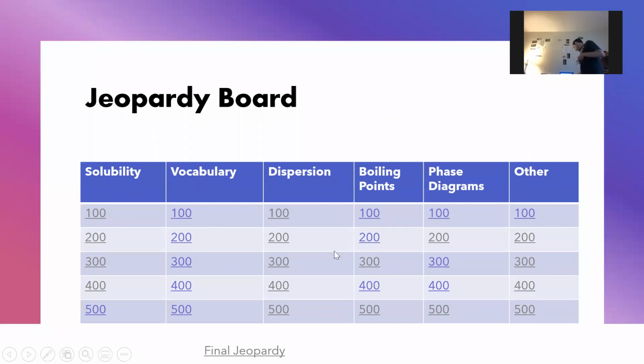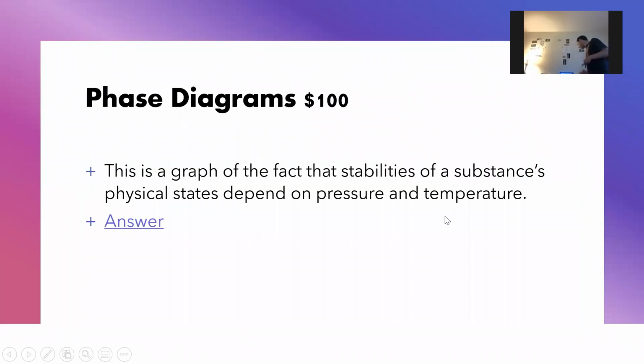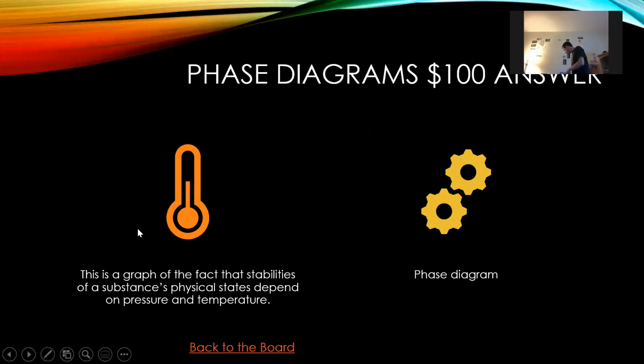Phase diagram for 100. This is a graph of the stabilities of a substance's physical state depending on pressure and temperature. Brookdale, what is a phase diagram? Yes, phase diagram is exactly what it is. Brookdale, you got control of the board.